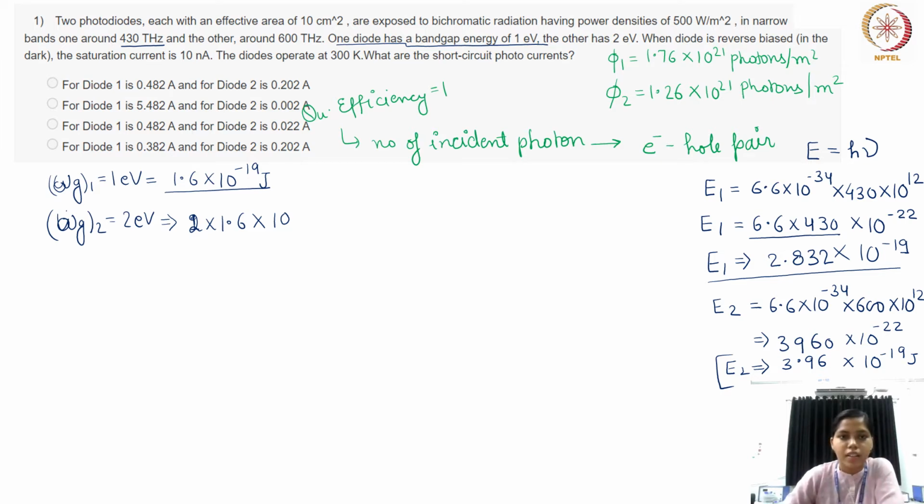Okay. So that will be 2 multiplied by 1.6 into 10 raised to the power minus 19. So that will give me 3.2 into 10 raised to the power minus 19 joule. That is the band gap of the second photodiode. So is it clear to everyone?